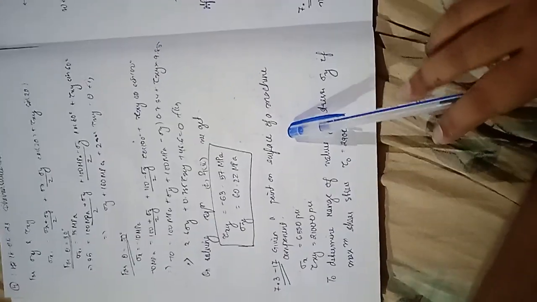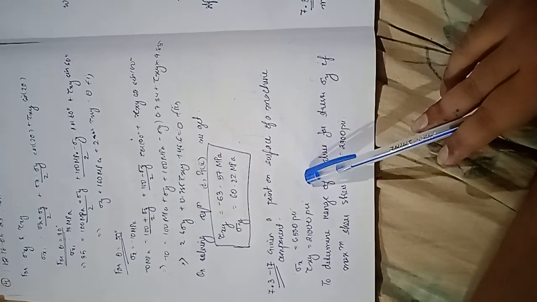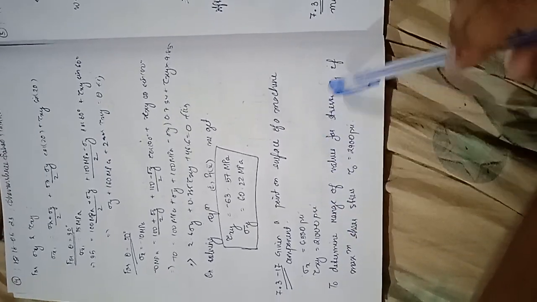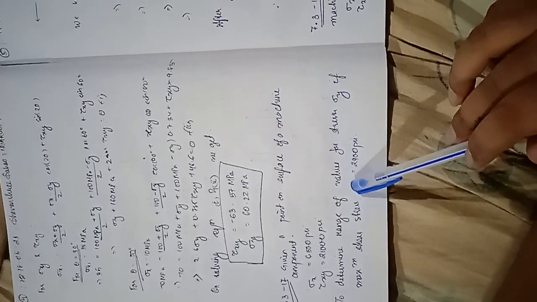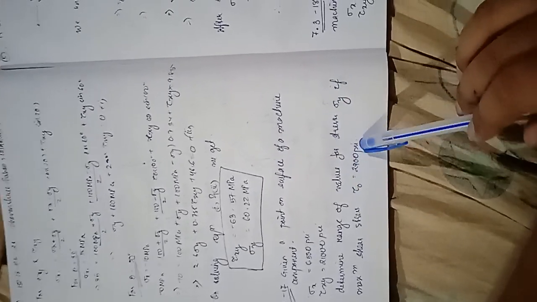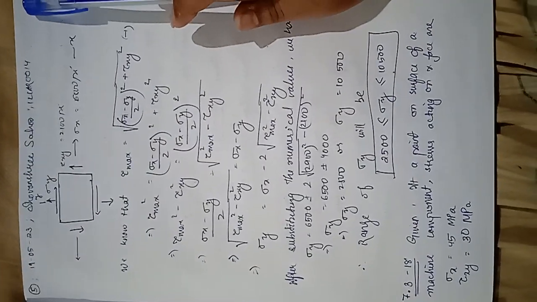Now 7.317. There is given a surface on the point of a machine, sigma x is minus 6500 psi, tau xy is 21,000 psi. We have to determine the range of sigma y if the maximum shear stress is 2900 psi. So, diagram, we have to determine the range of sigma y.